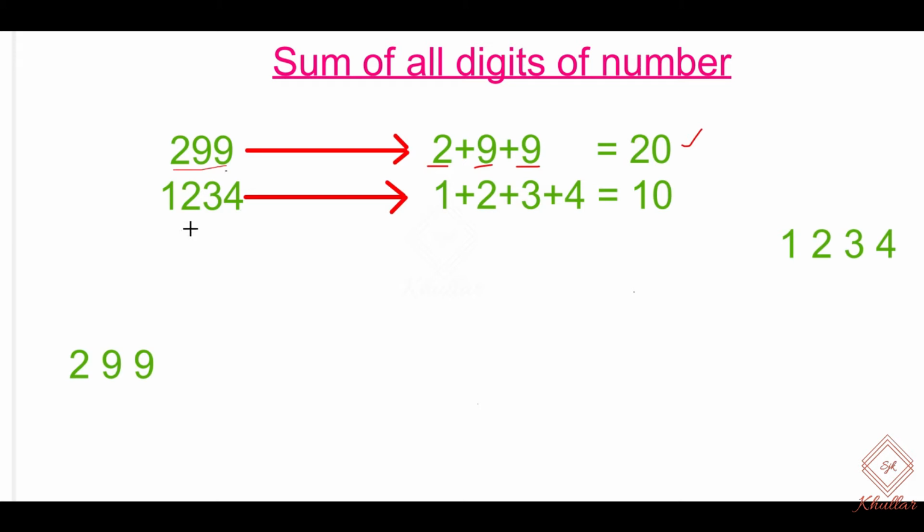And we have another number like 1 2 3 4, and we will get the sum of all its digits, like 1 2 3 and 4, and it is nothing but 10. 4 plus 3 plus 2 plus 1, right? So it is 10.